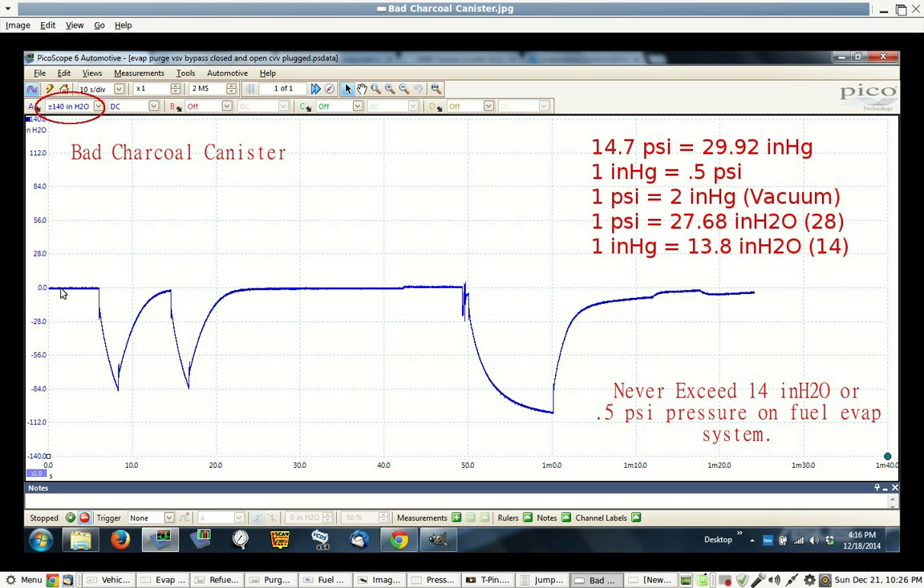So what I'm doing here is I have the canister vent valve closed. When I activate the purge valve, with the engine running, I should pull down into a vacuum, and it should hold the vacuum. This car had 3 codes: the P0440, P0442, and the P0446. So when I've got the vent valve closed and I activate the purge valve, the vacuum starts to happen, and then the minute I let off the purge valve, it just immediately rises up to atmospheric pressure. So this system is definitely not holding vacuum.